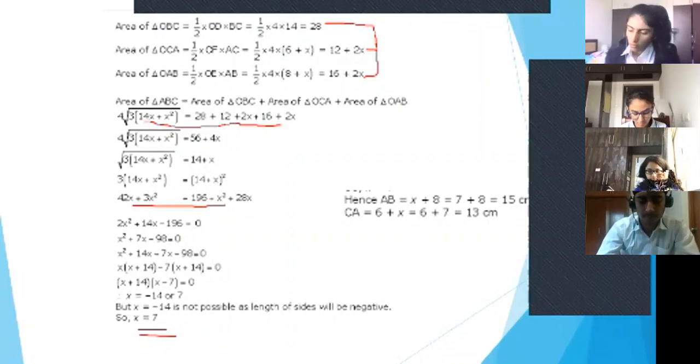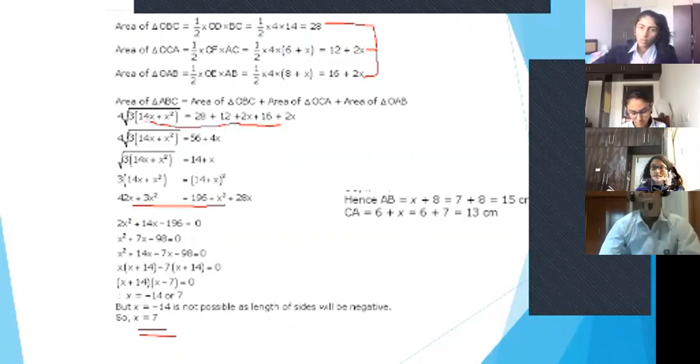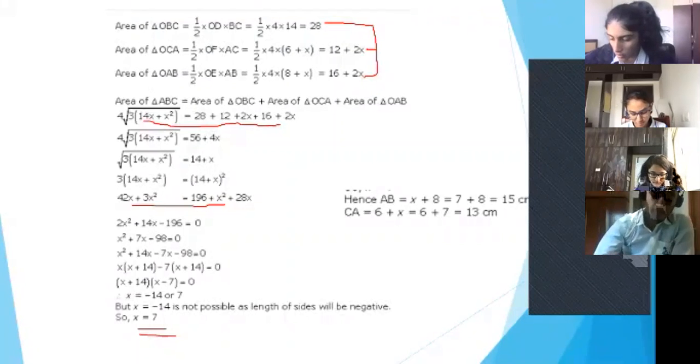These are long sums, but in those long sums also smaller sums are there, which are very, very important. So always try to attack these sums.